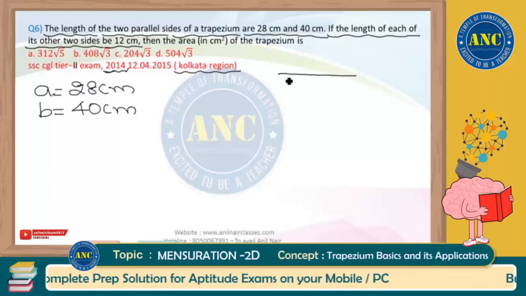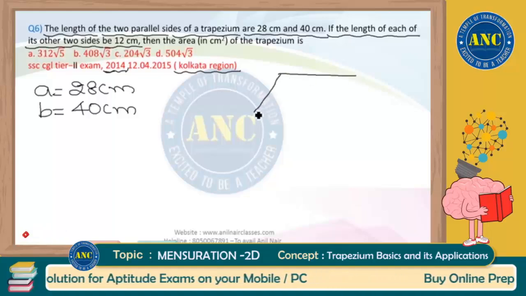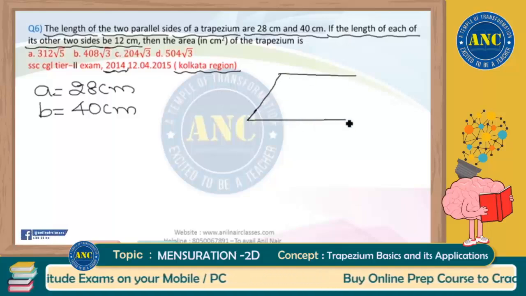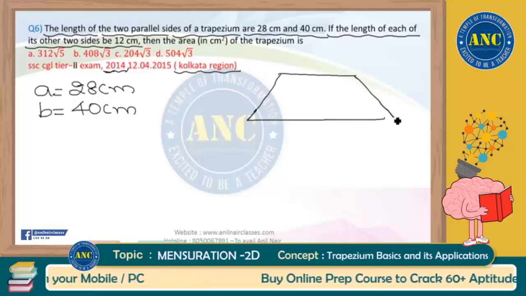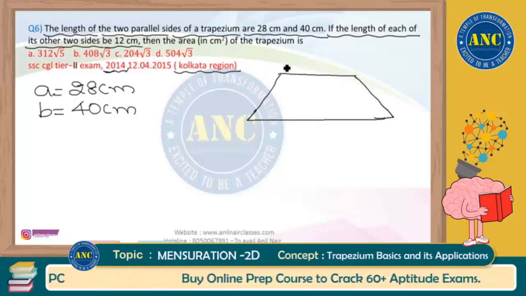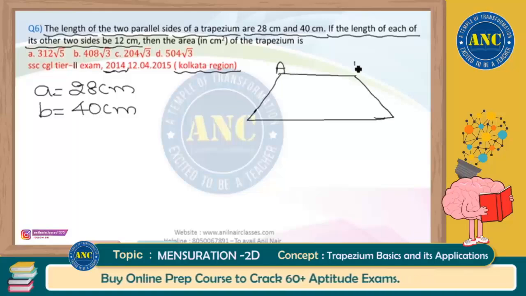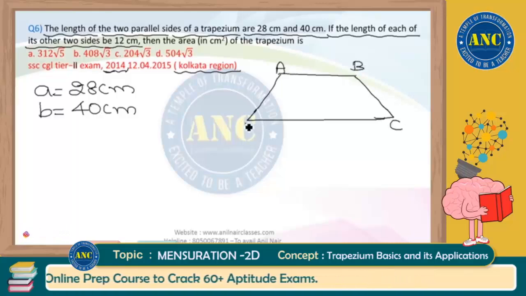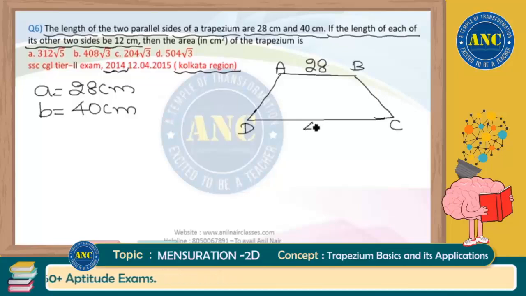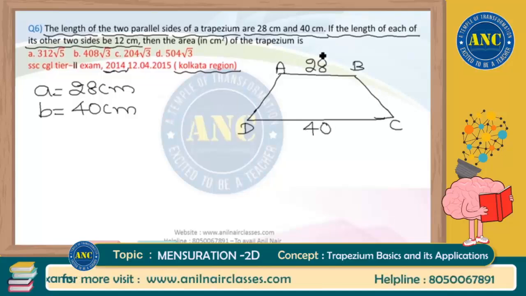Let me draw the diagram so that our understanding will be a little better. I am drawing a trapezium right now. Let me name this trapezium as ABCD. Now AB value is given as 28, DC value is given as 40. If the length of its other 2 sides is 12, AD is 12, BC is also 12, right? Find the area of the trapezium.